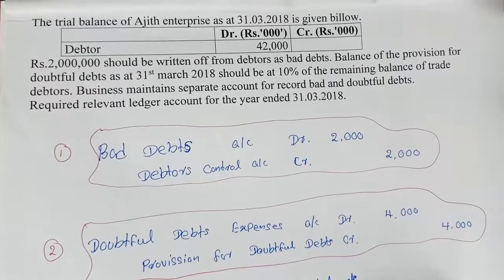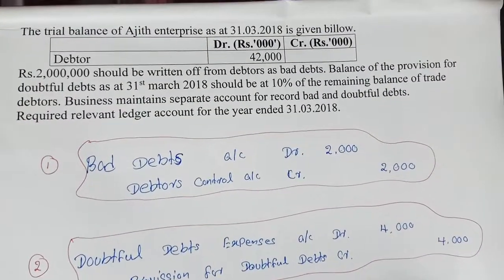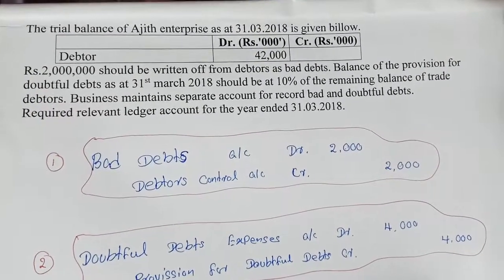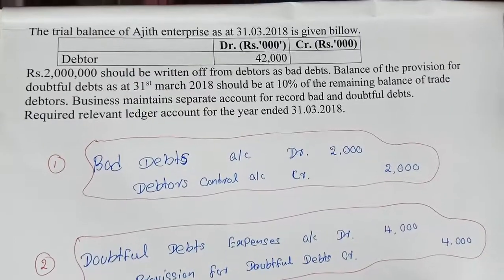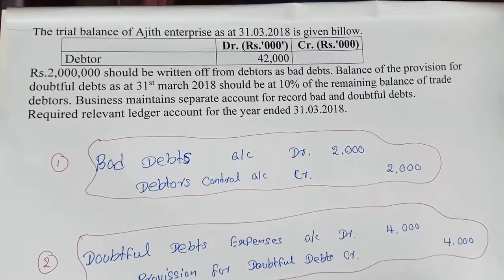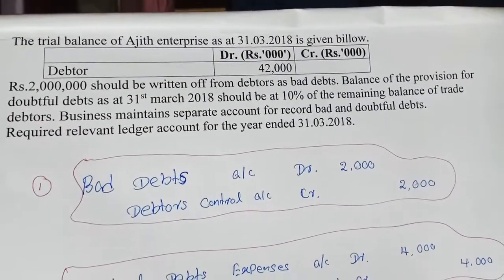Sometimes it is given for examination purposes. Bad debts we can see in the trial balance as well as in the additional information. Doubtful debts are also like that. As a provision for doubtful debts, we can see the opening balance in the trial balance as well as in the additional information. Let's first see the example.